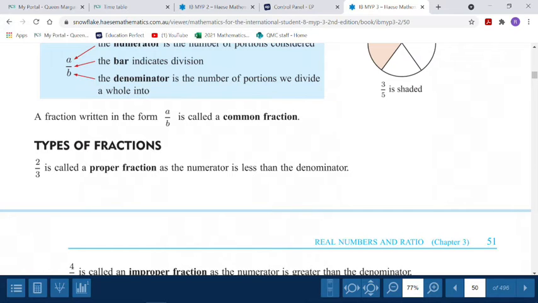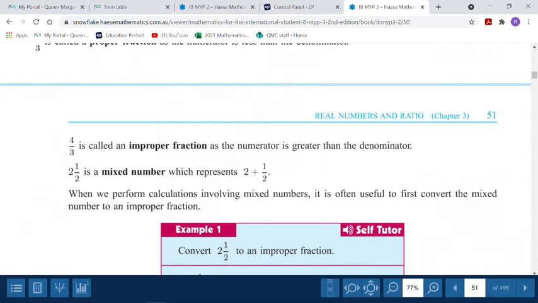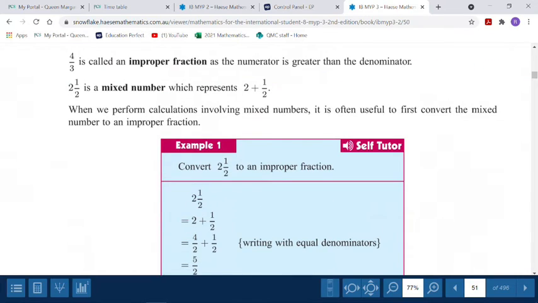Now, anytime you have just a over b, some fraction, that's just a common fraction. And we have 3 categories. We looked at these yesterday. Proper means that the numerator is smaller than the denominator. Improper means the numerator is bigger than the denominator. And if it has a whole number with it, it's called a mixed number. Okay? Good job. And we learned how to enter all of those into your calculator yesterday.